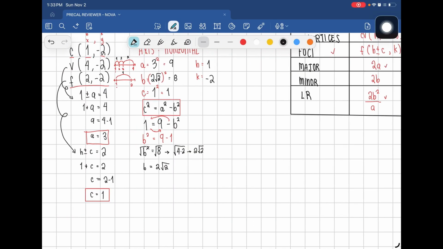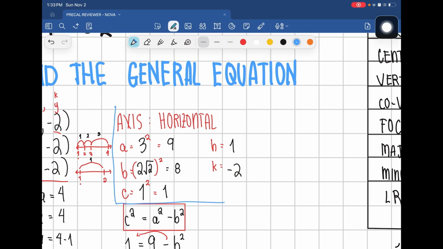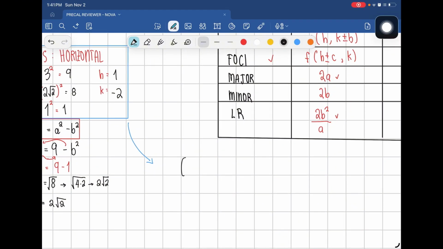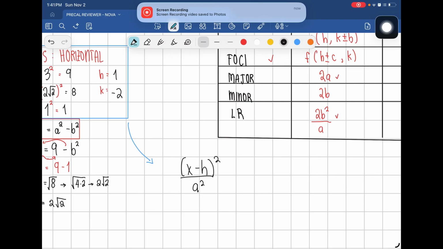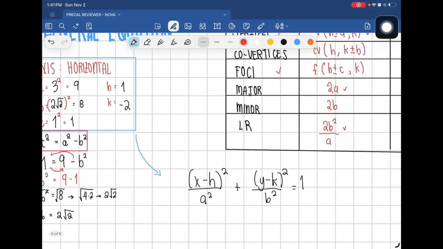Okay, we can now find the general equation now that we found these values. But first, let's plug them into the standard equation, which is (x minus h) squared over a squared plus (y minus k) squared over b squared equals 1. So now that we found the values for h, a squared, k, and b squared, let us plug them in.